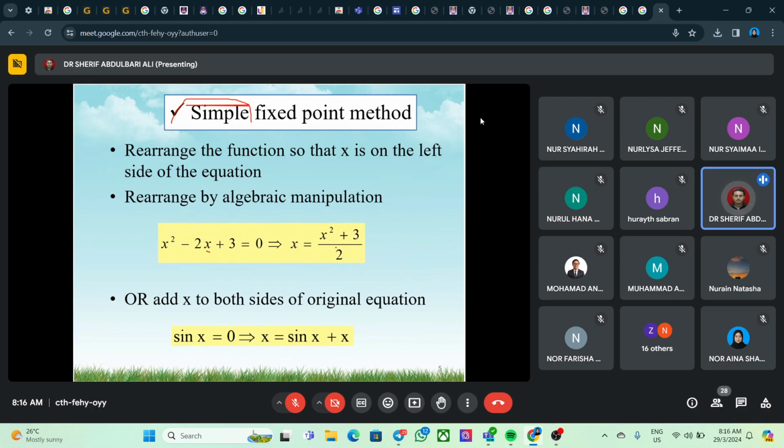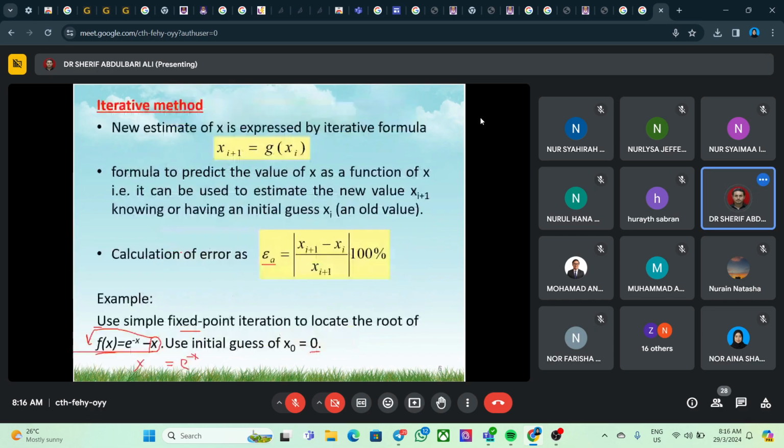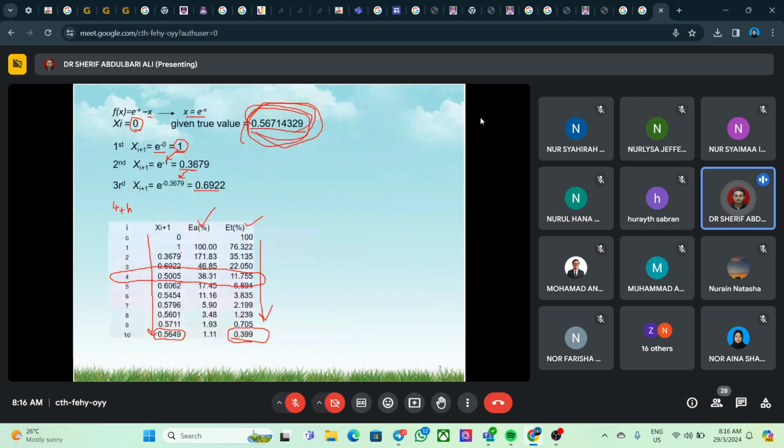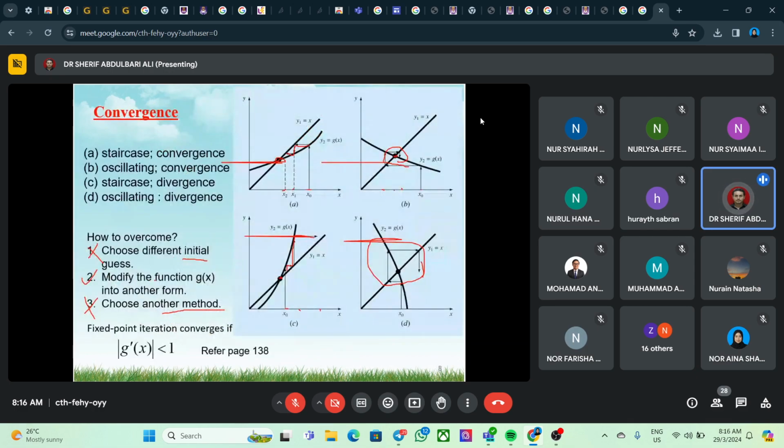While you are solving, if you see the error increase and you are diverging from the root, you need to stop, and instead of selecting this x to be rearranged, maybe you are going to select the value of x squared. So here you are going to find the root, something like that. So this is the meaning of modify the function into another form.